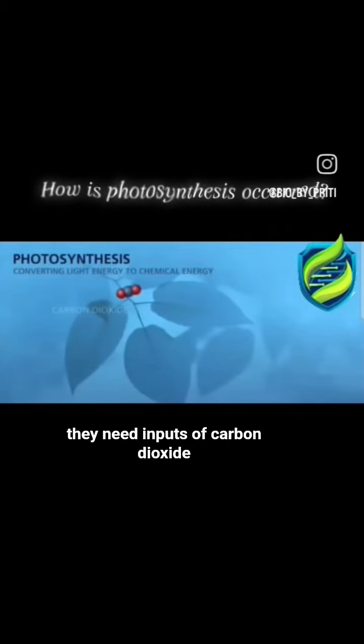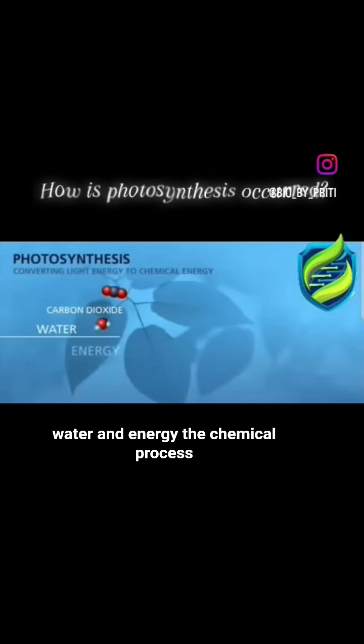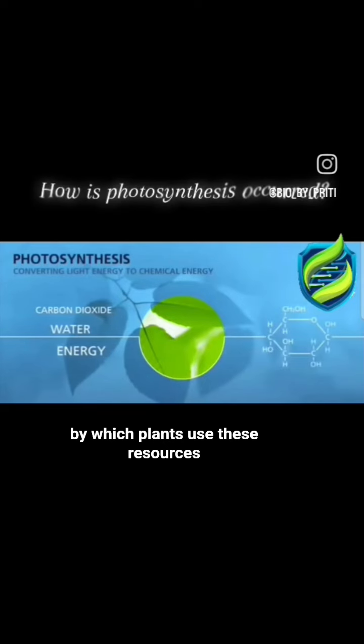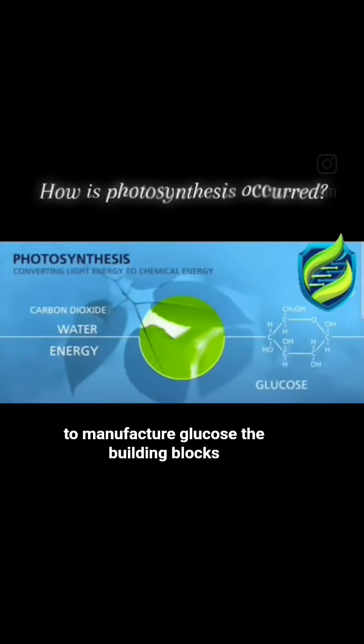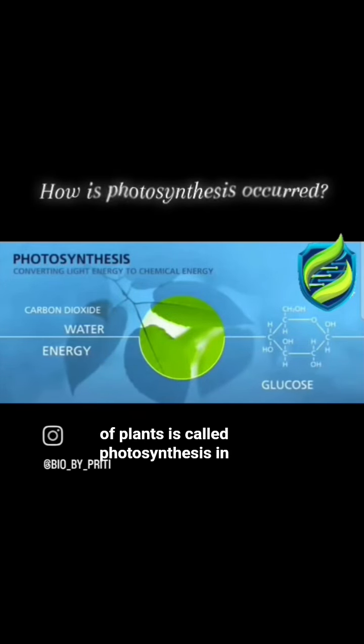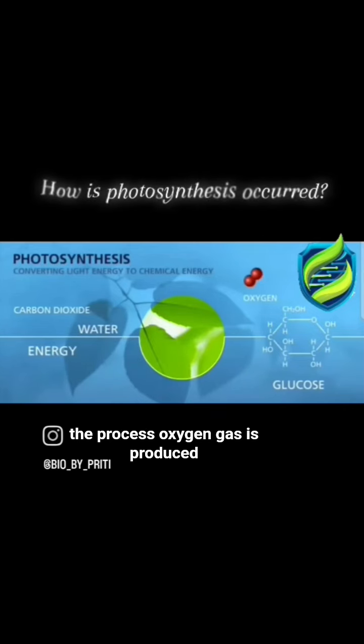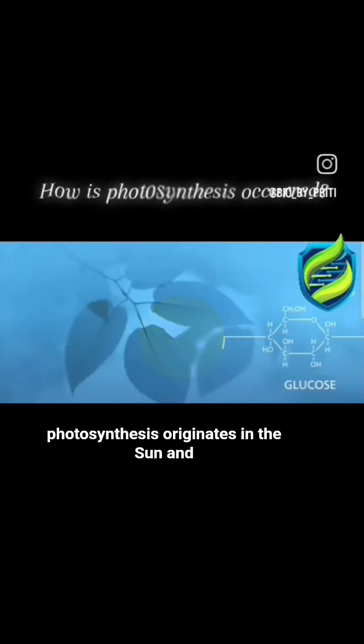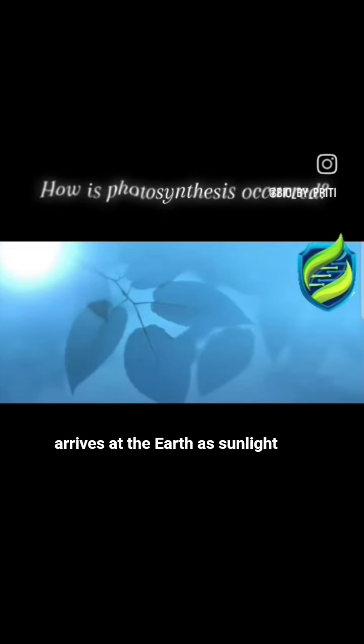They need inputs of carbon dioxide, water, and energy. The chemical process by which plants use these resources to manufacture glucose, the building blocks of plants, is called photosynthesis. In the process, oxygen gas is produced as a byproduct. The energy for photosynthesis originates in the sun and arrives at the earth as sunlight.